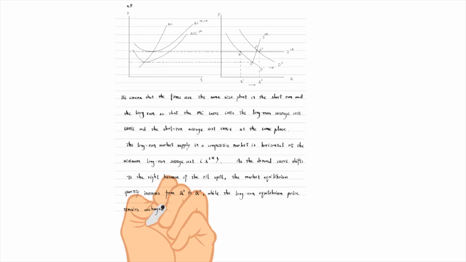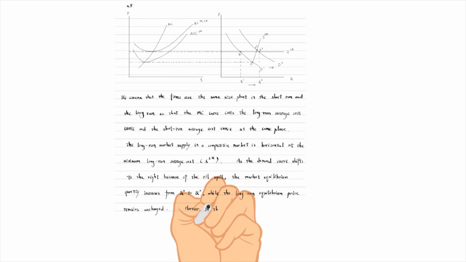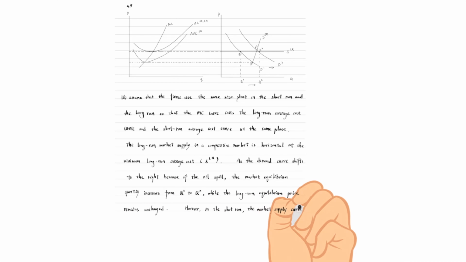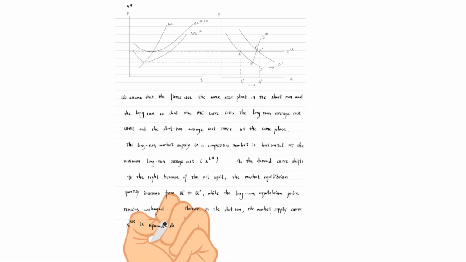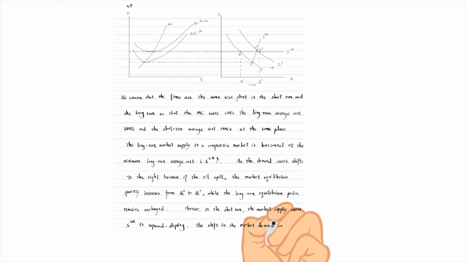Each firm's output level is also unchanged. The number of firms increases to produce more output in the market. This is the situation in the long run. In the short run, however, the market supply curve is upward sloping. The equilibrium moves from F1 to F2.